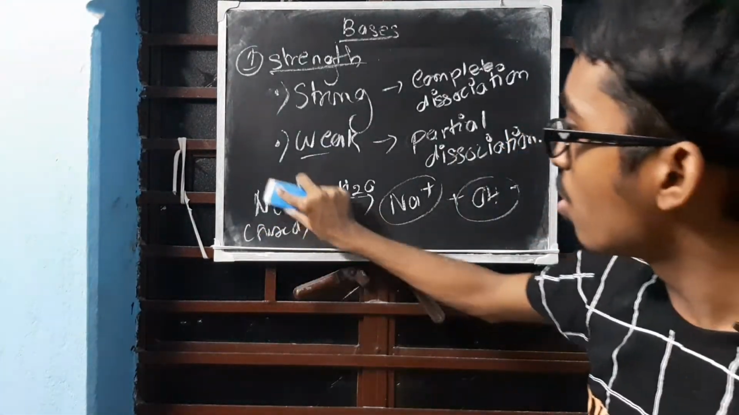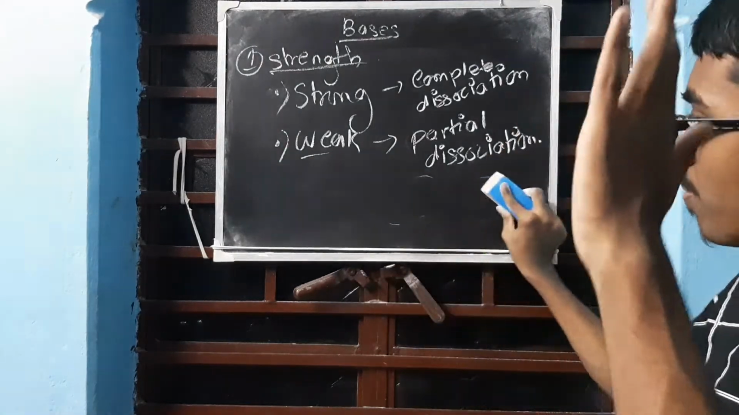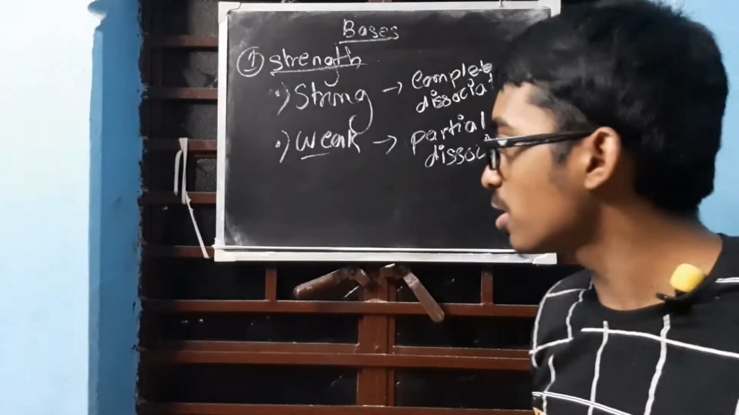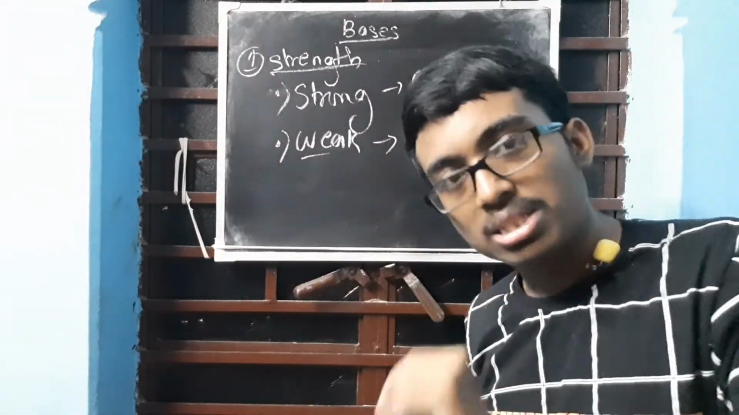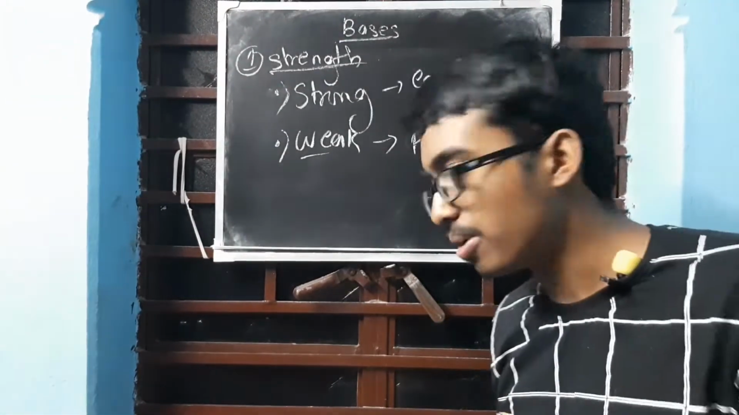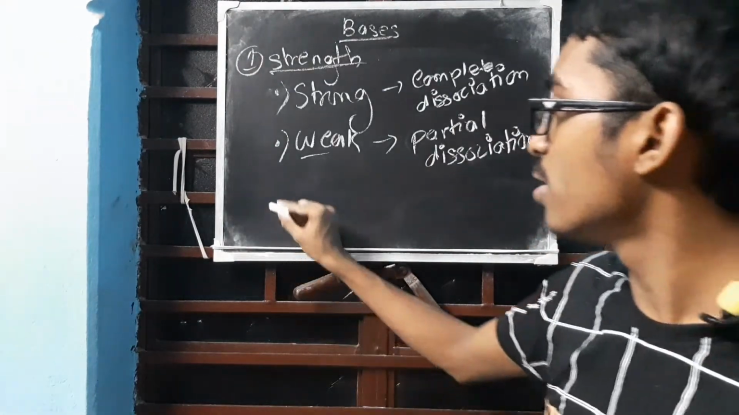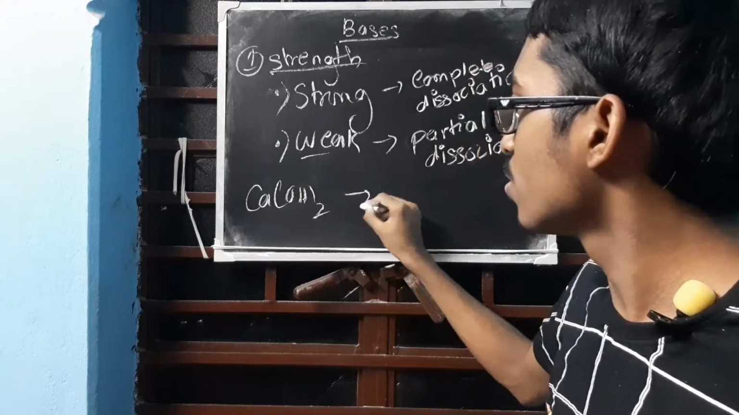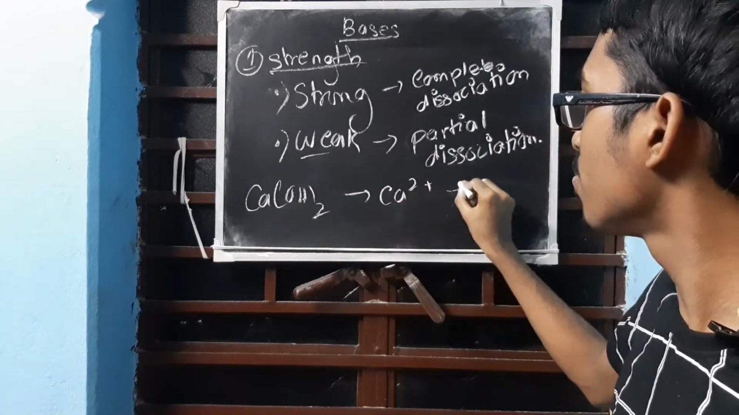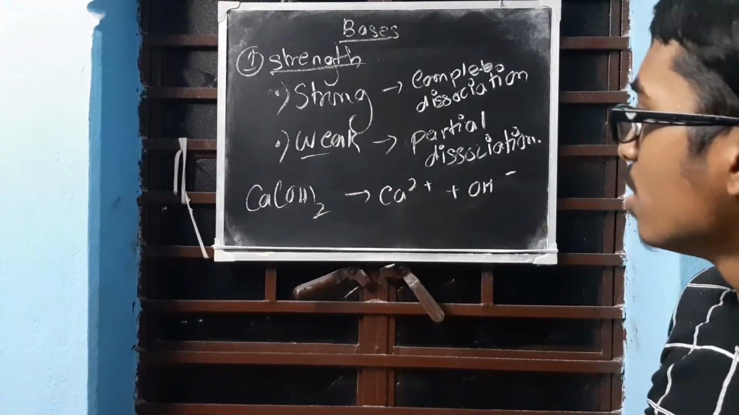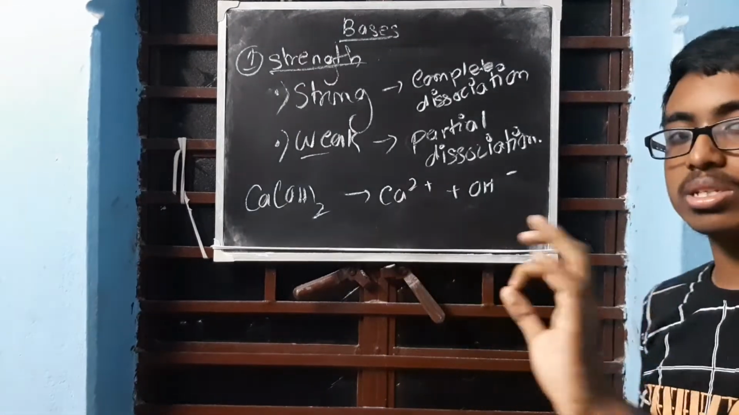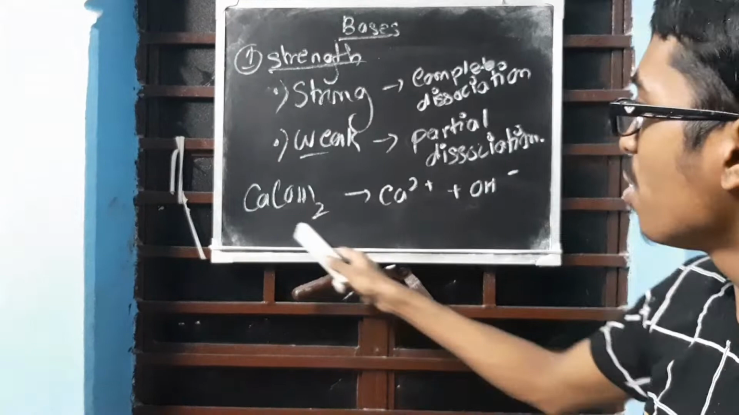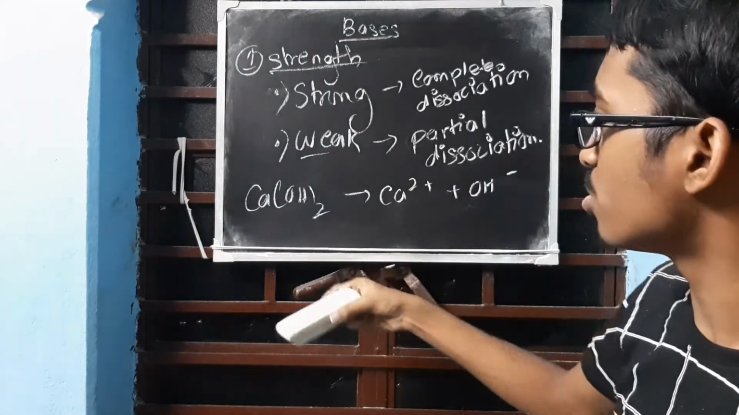Now weak, as I already told before, a weak alkali. We can write it as a weak base also, because an alkali is a base, right? So we can substitute the word alkali by base, but not the base by alkali. So Ca(OH)2 will form Ca2+ plus OH-. So this is a weak dissociation. Degree of dissociation is weak, so this is a weak base, partial dissociation.